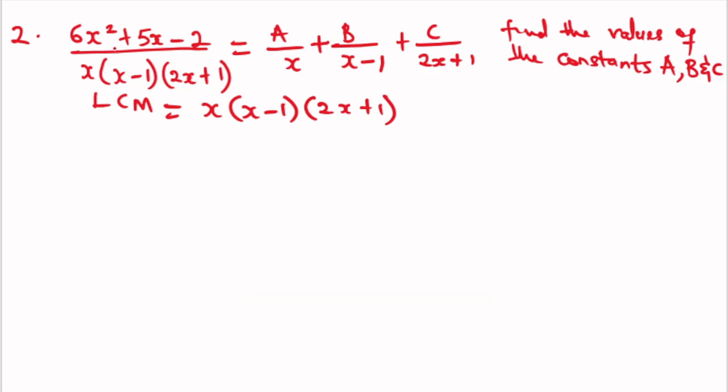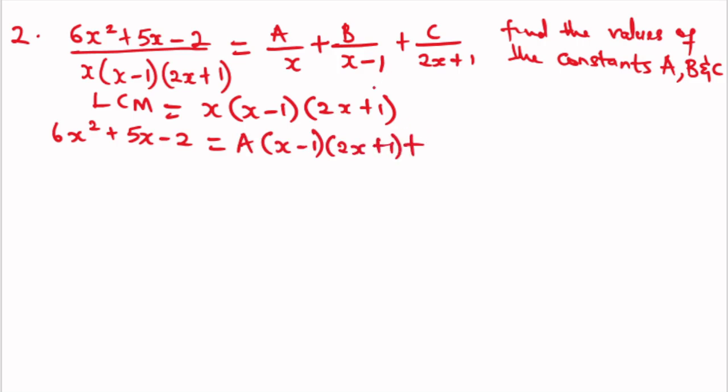Multiplying through, at the numerator we'll get the same thing, which is 6x squared plus 5x minus 2 equal to x minus 1, 2x plus 1 divided by x. We'll be left with x minus 1, 2x plus 1 multiplied by a. We'll have a bracket x minus 1, 2x plus 1 plus, moving to the b side, x minus 1, 2x plus 1 divided by x minus 1.